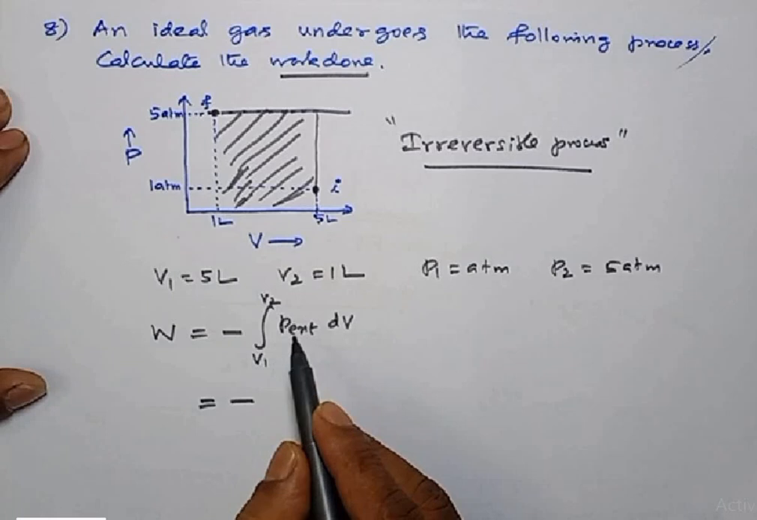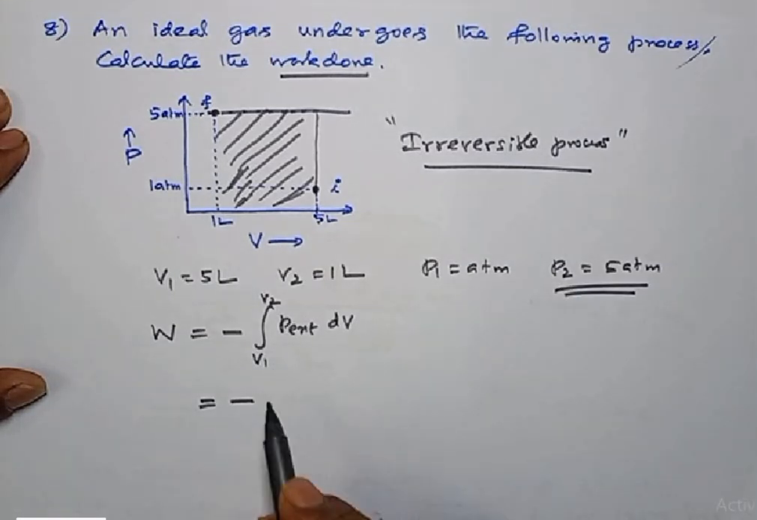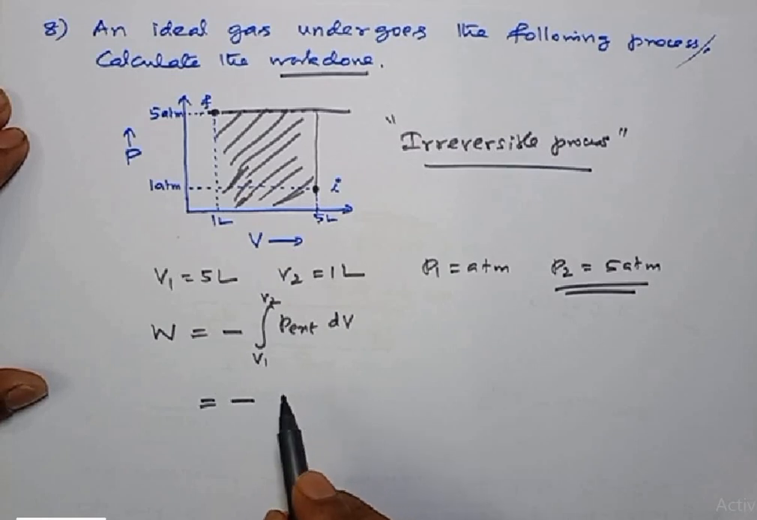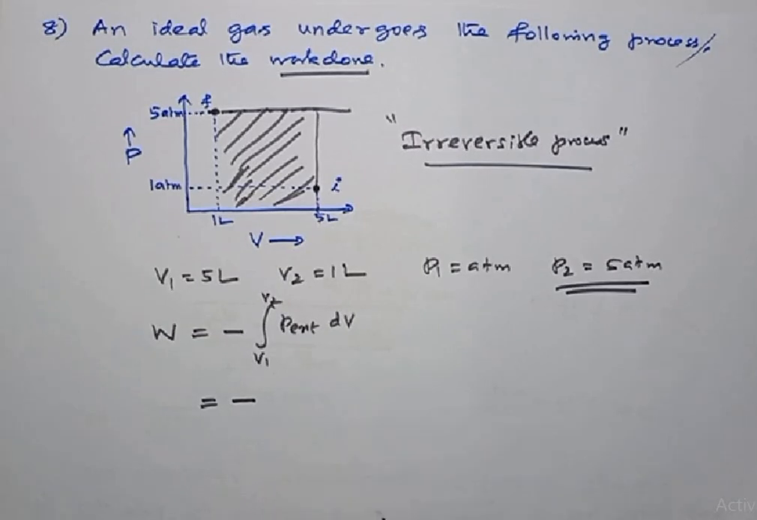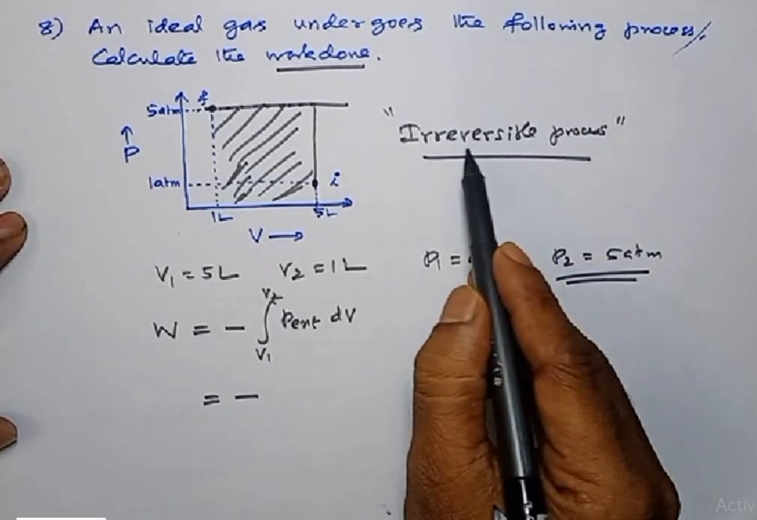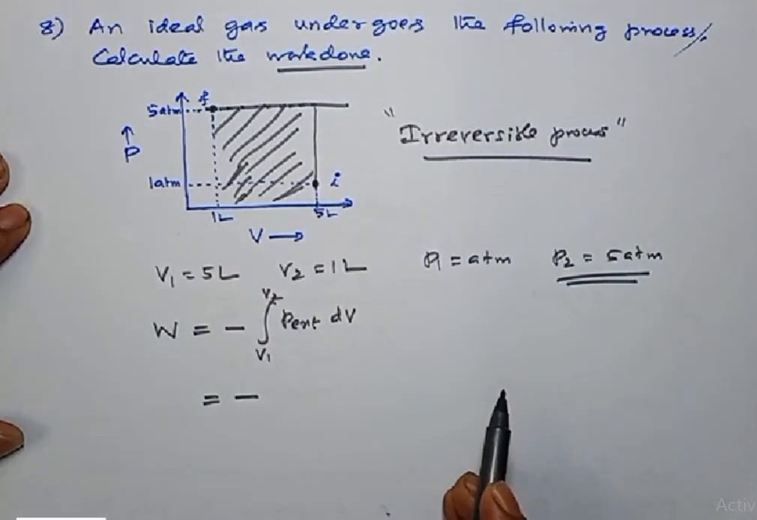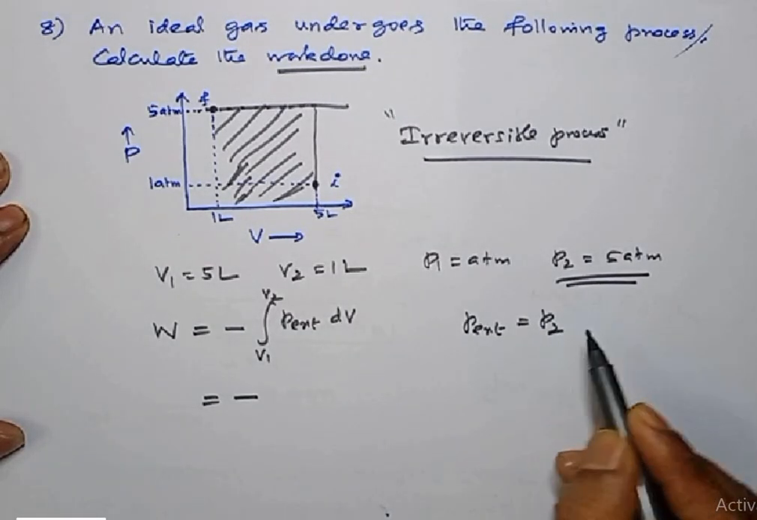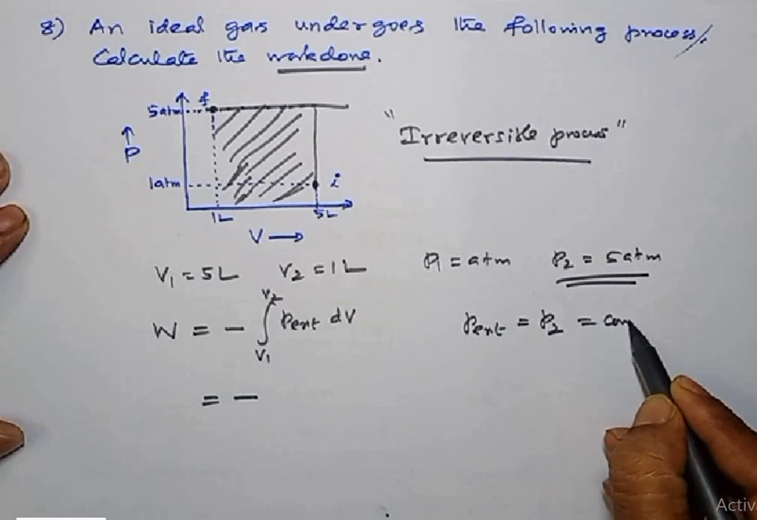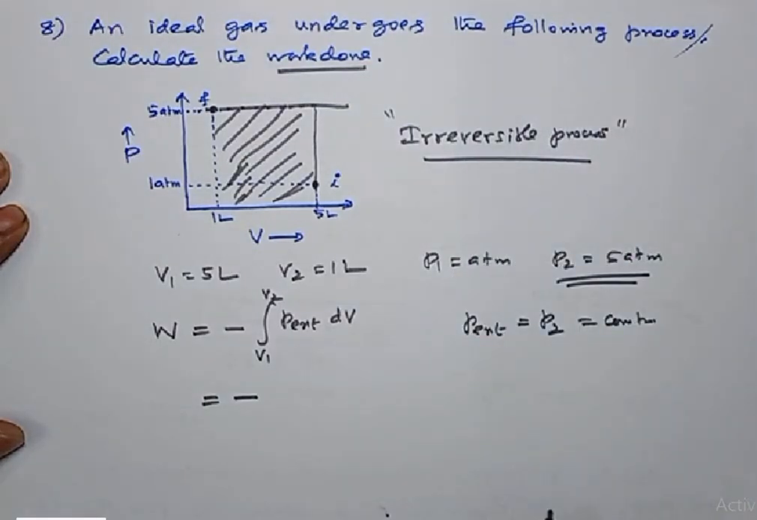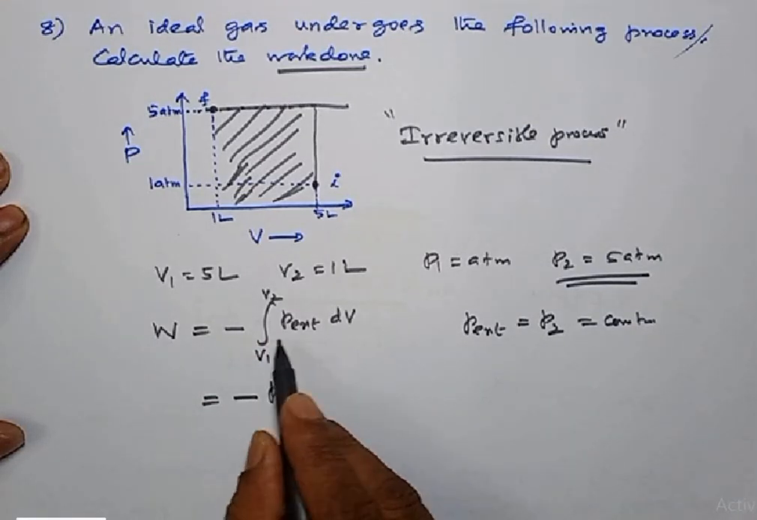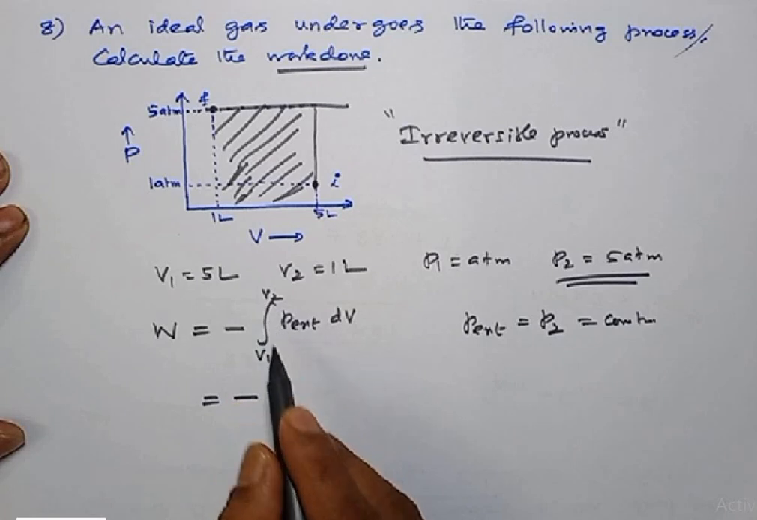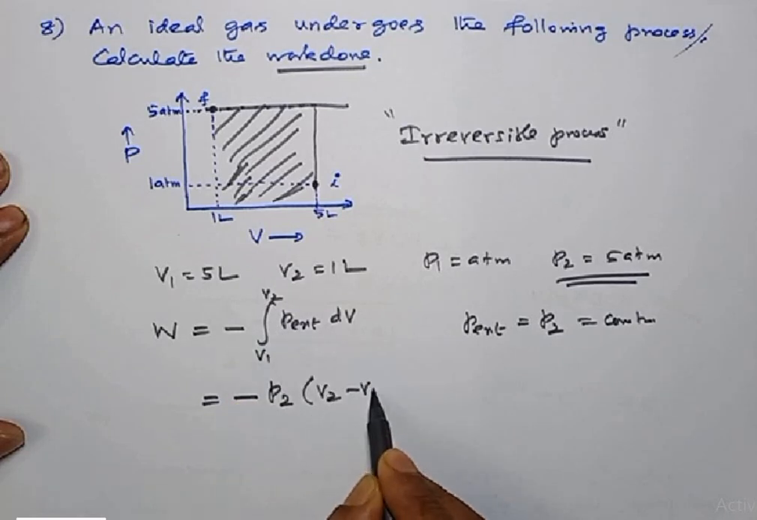So what is the external pressure? The external pressure is nothing but 5 atmosphere. So let me write here, external pressure. In the case of irreversible process, external pressure is constant. So external pressure is equal to the final pressure, which is actually a constant because the process is irreversible. Since it is a constant, you can keep it out. So P2, then integral dV is V, upper limit V2, lower limit V1, so you'll get V2 minus V1.